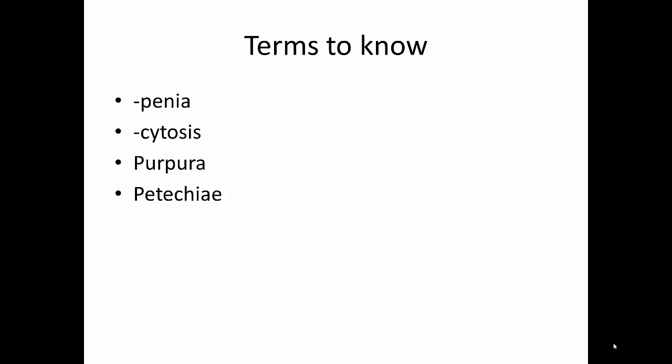Another term that goes along with red blood cells would be polycythemia. So poly meaning more or too many. Cythemia, cythe meaning cells, and emia meaning blood. So we've got too many cells in the blood. And here we're primarily talking about red blood cells.